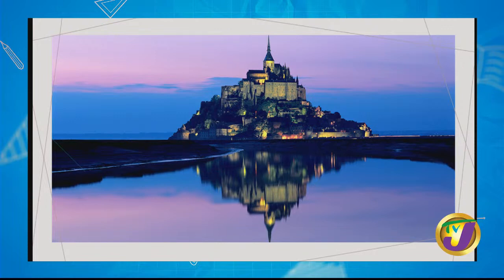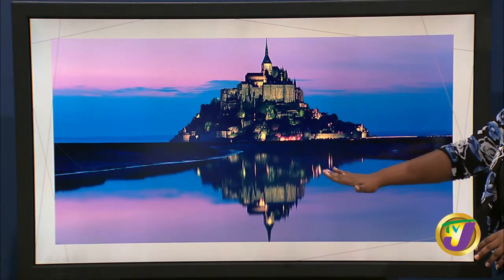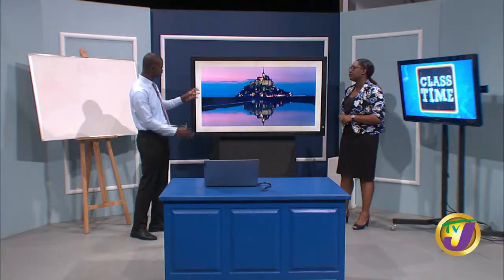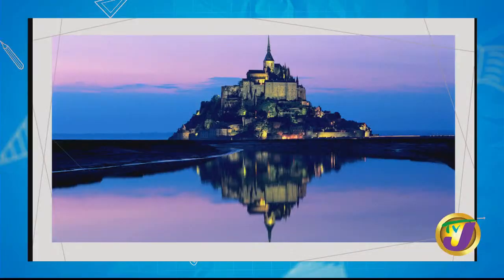Yes, this is a castle, and down here we see the water, the ocean, or something of that nature. And as we notice, there is a reflection. We have the castle, and then in the water, when we look down, we see a reflection of the castle. And again, similarly, we're seeing where the shape of the castle does not change.